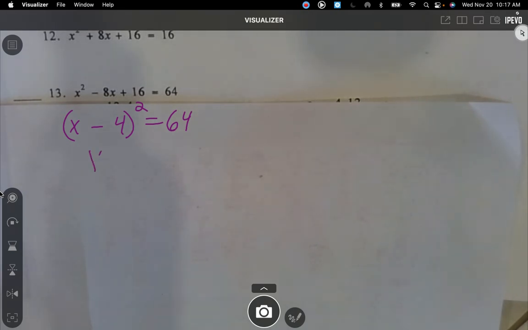Okay, so if I square root both sides, I get 8 and negative 8. There you go. Wait for somebody to tell me. Okay, then what do I do? Add 4. So if I add 4 over here, I get 12, and over here I would get negative 4. Those are my two answers.